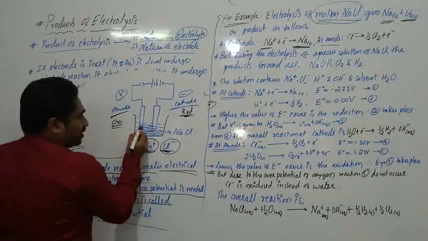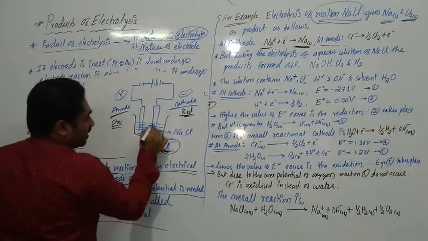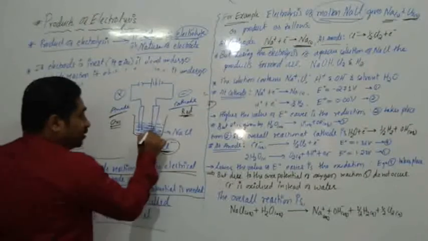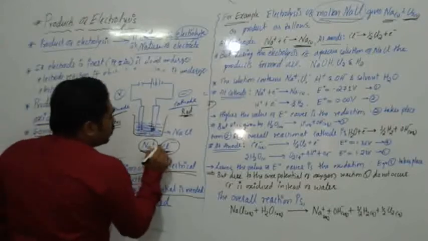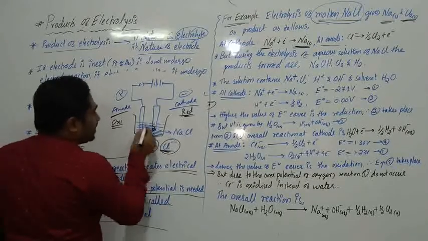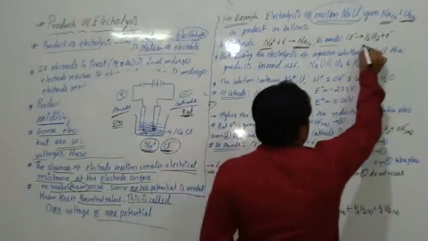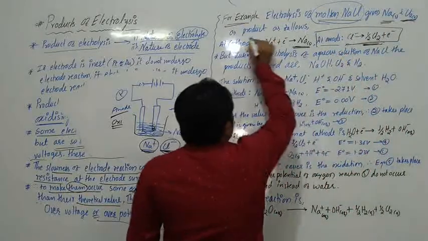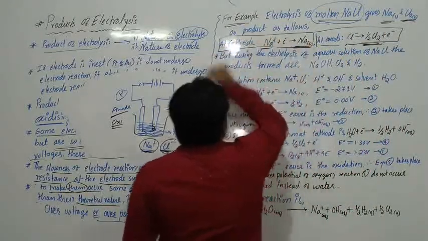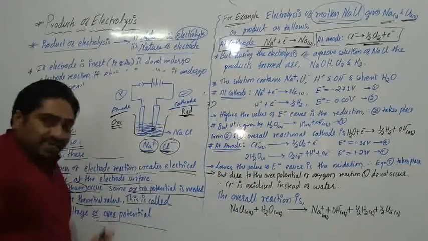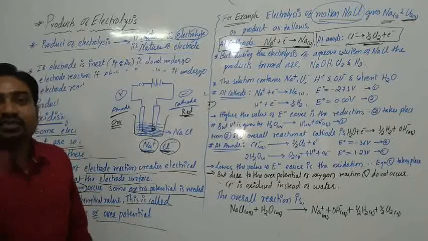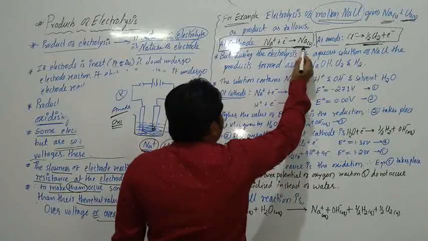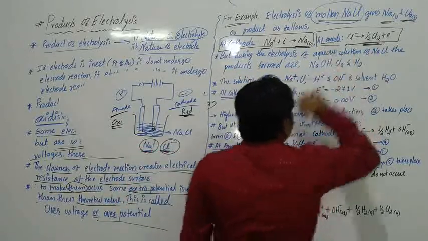The sodium ion comes to the cathode, gets the electron from the cathode, and it is reduced to give sodium metal, and the chloride ion moves towards the anode and loses the electron and it is converted into chlorine gas according to this equation. This is the equation taking place at the anode and this is the equation at the cathode, isn't it? So this is the case when our solution contains molten NaCl: sodium is produced at the cathode and chlorine gas is produced at the anode.